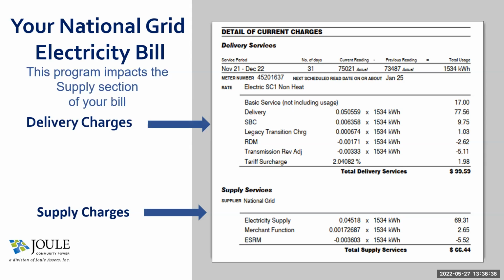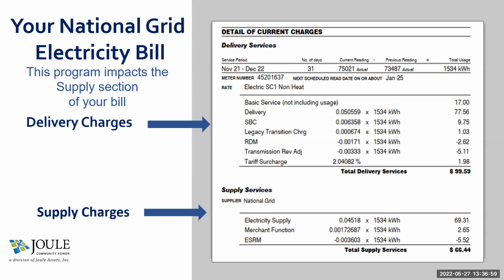So here in this example, you can see that the supplier is listed as National Grid, so that's the default. You have your electricity supply charge, the merchant function charge, which is again the charge they pass on to you for finding a supplier for you. And then in this case, National Grid has ESRM, which is just an adjustment for their rates each month.